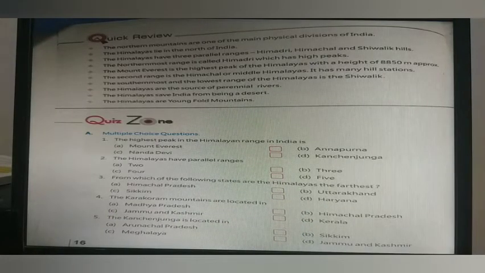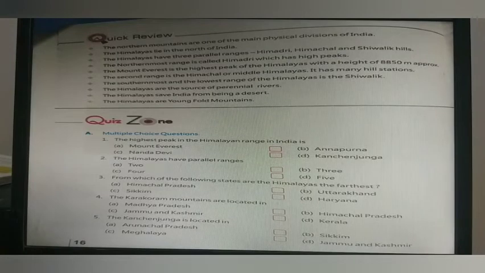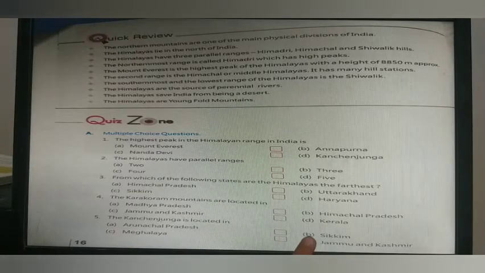Question number 4. The Karakoram Mountains are located in option A, Madhya Pradesh, option B, Himachal Pradesh, option C, Jammu Kashmir and option D, Kerala. Yes, it's option C, Jammu and Kashmir. Question number 5. The Kanchenjunga is located in option A, Arunachal Pradesh, option B, Sikkim, option C, Meghalaya, option D, Jammu and Kashmir. Yes, you are right. It's B, Sikkim.